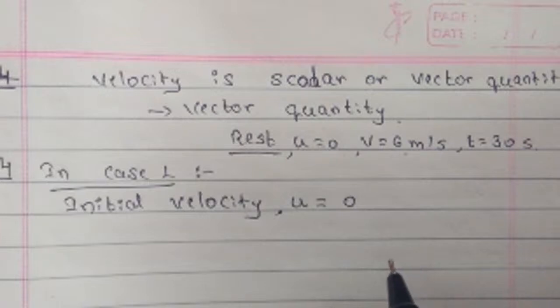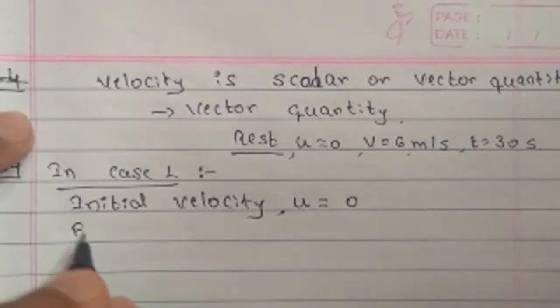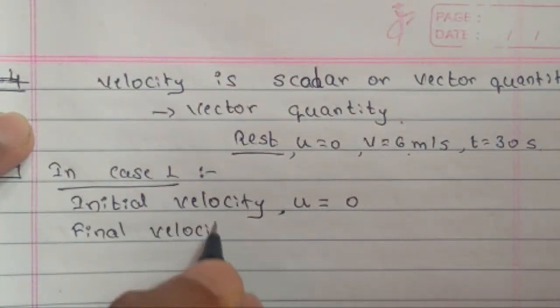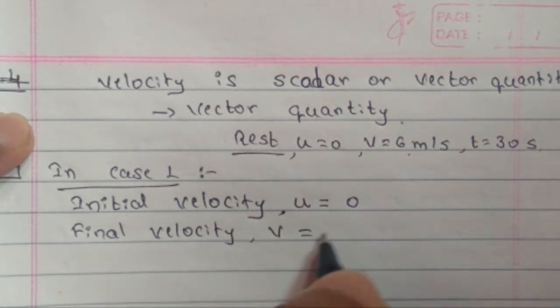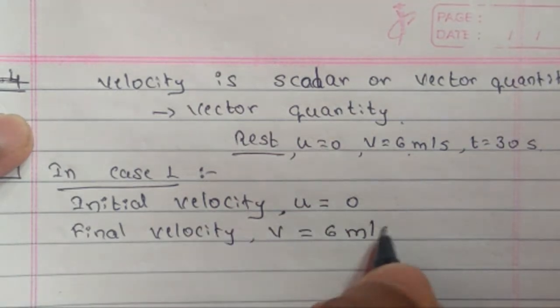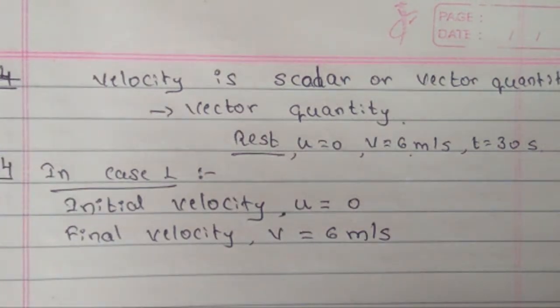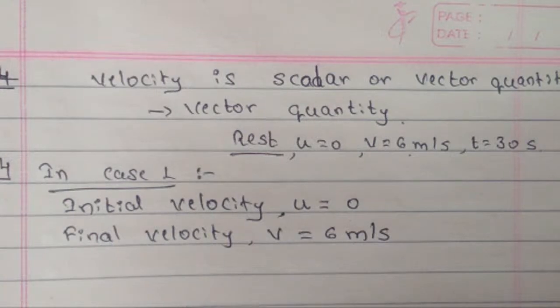Rahul pedals his bicycle to attain a velocity of 6 meter per second. Therefore, final velocity, v, is equal to how much? 6 meter per second. In your textbook they give m s raised to 1, so that is wrong. m per s, or m s raised to -1, that is the correct method to represent the SI unit of velocity.